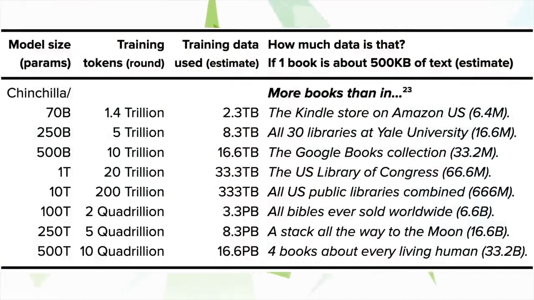But it basically says that once we get to 1 trillion parameters and the 20 trillion tokens needed to train it, we should be using about 30 terabytes of data, which is actually as many books as the entire US Library of Congress.